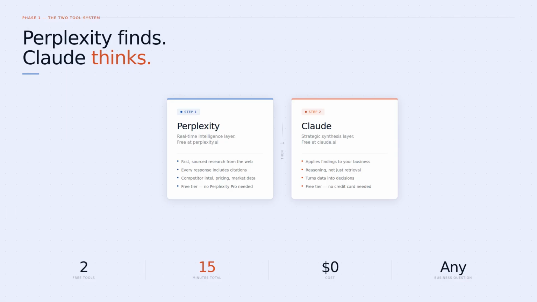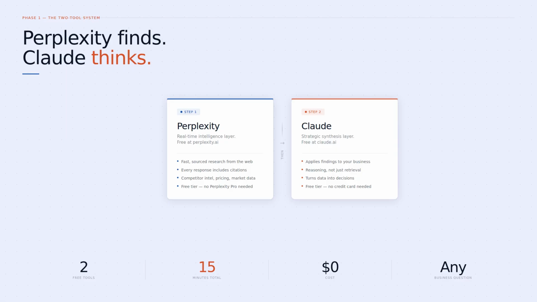What Perplexity does well: fast competitive intel, pricing research, market trend summaries, news about an industry or a company. What it doesn't do as well: apply what it finds to your specific business situation. That is where the second tool comes in. Tool 2 is Claude. Claude is a free AI assistant. You access it at claude.ai. No credit card, no paid plan required for this workflow.